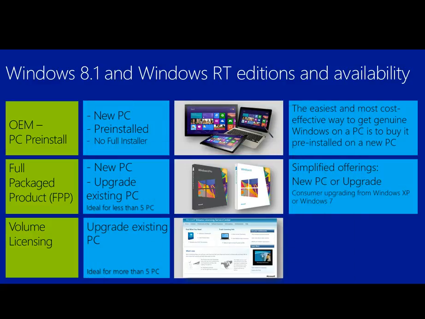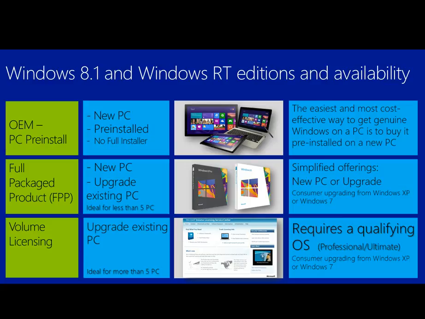So it's easier versus going to volume. It's easier versus FPP, where I have to install one by one and have a unique product key. While in volume, I just have one installer and one product key. But you need to have a qualifying operating system before you can upgrade using volume.